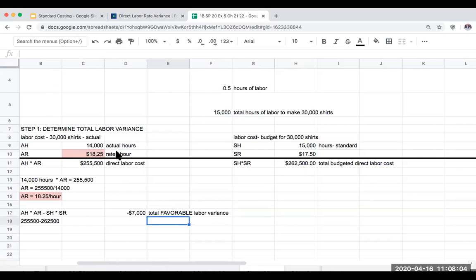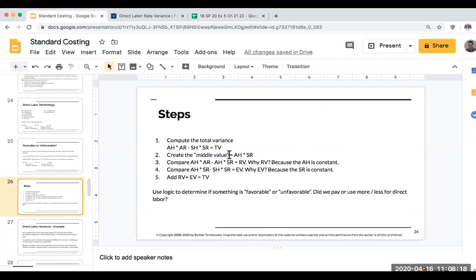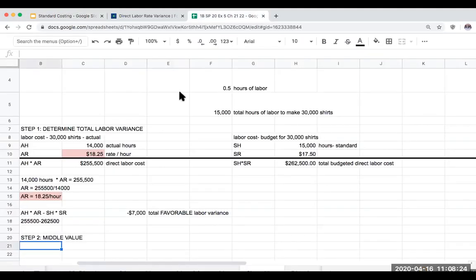My step two for these kinds of questions is that I'm going to put in the middle value. So what exactly is my middle value? It's going to be my actual hours times the standard rate. And again, why do we put this middle value in? Because we need to further break down where this total variance is coming from.